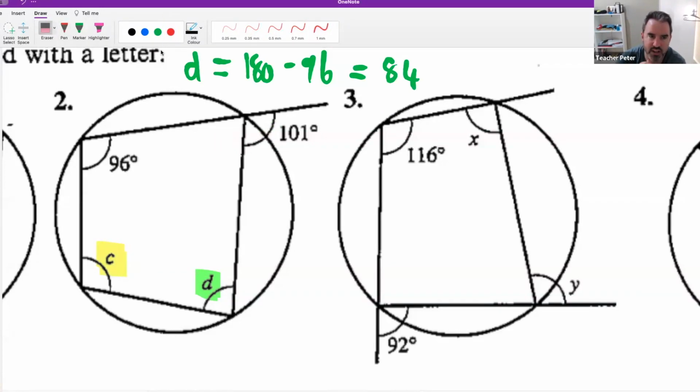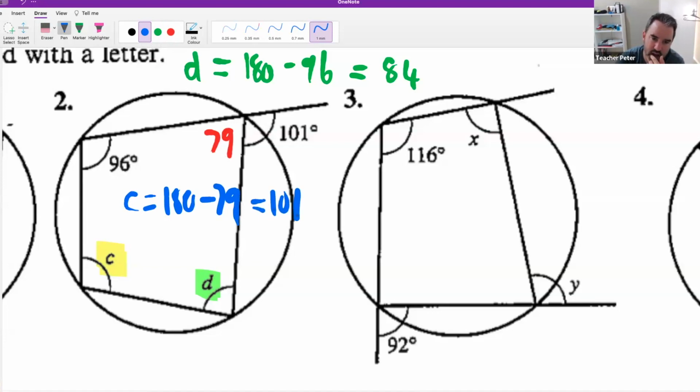Aren't angles in a straight line, don't they always add up to 180? So this would be 79. Yes, Callan, I agree. And if this is 79, well, then I know this and this one must add up to 180. So angle C is going to be 180 minus 79, which is going to be 101. Okay. For now, I'm leaving the reasons out because I just want us to focus on the pictures. We'll worry about reasons later on.